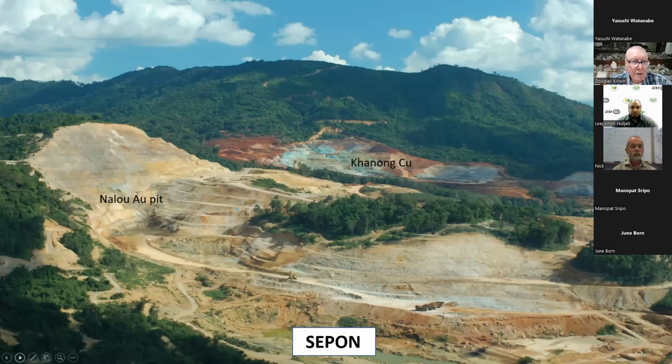Here's a view of, on the left side, the Nalu sediment-hosted gold mineralization, and behind that is the Kanong oxide copper mineralization.